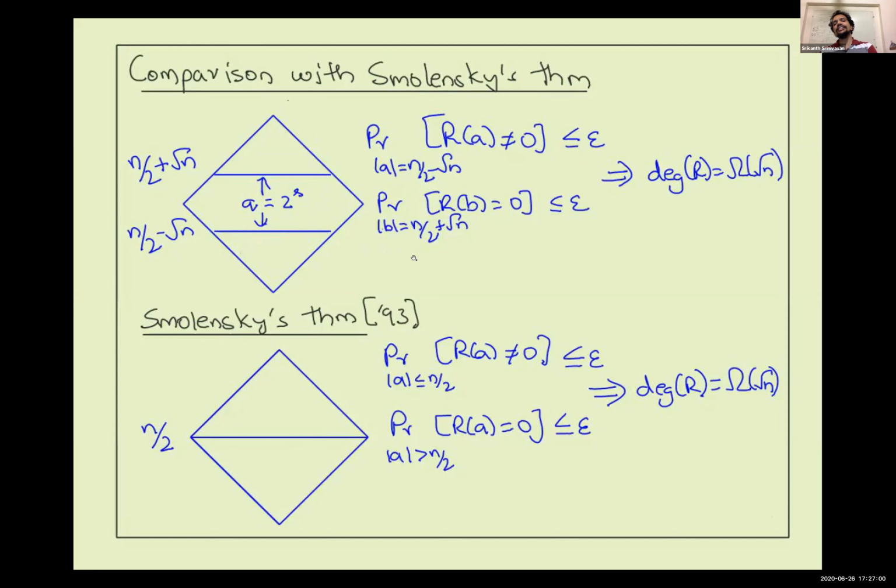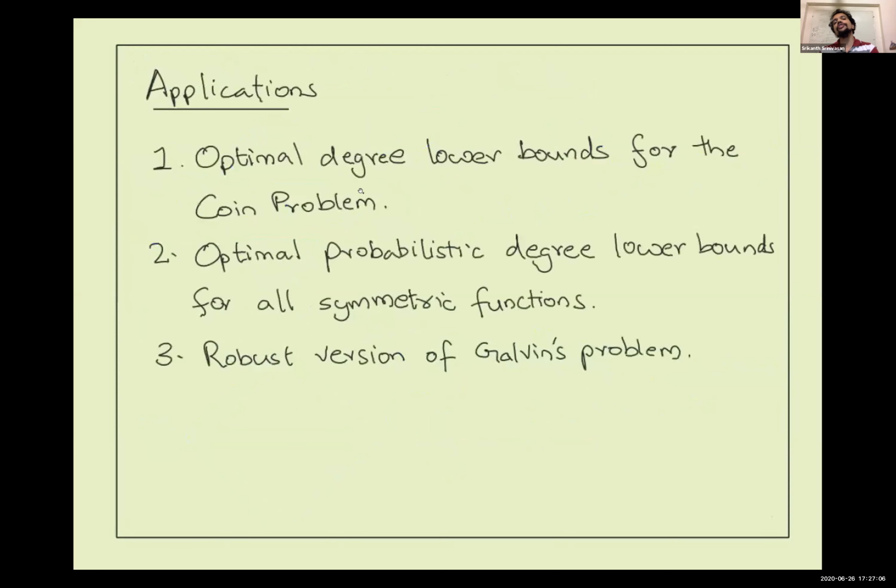As a result, this lemma can be used to sharpen many consequences of Smolensky's theorem in complexity theory. In particular, we use this lemma to give optimal degree lower bounds for something called the coin problem. We use this lemma to give optimal probabilistic degree lower bounds for all symmetric functions over fields of positive characteristic. We also use this lemma to prove a robust version of Galvin's problem, which is actually a problem in extremal set theory.